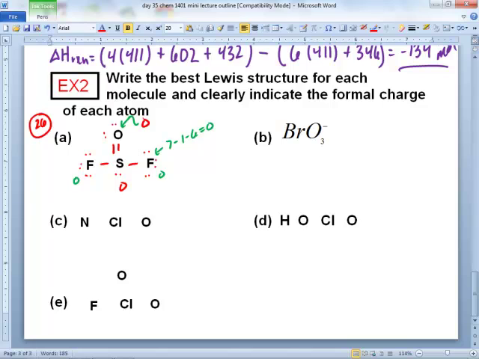The oxygen is closer to the F, so use that as kind of a guide. You want your formal charge, your negative one, to be on the oxygen. That's going to give you the best, most natural answer, because oxygen is more electronegative than bromine.